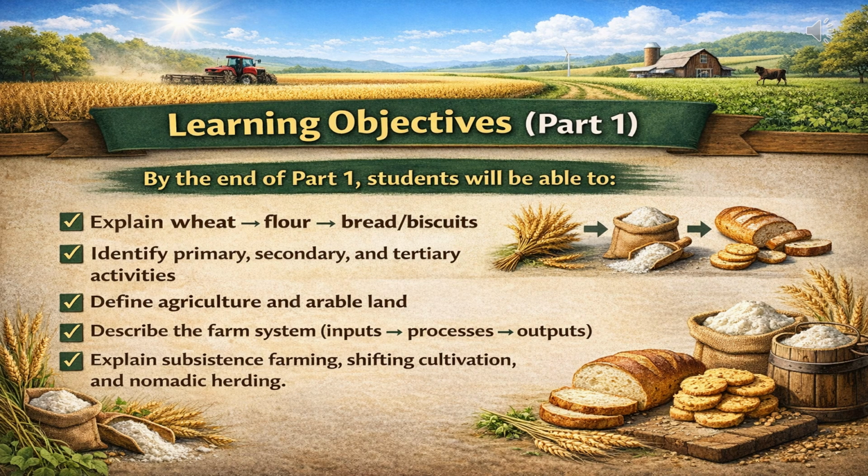Before we start, let's see what we will learn today. By the end of this part you will be able to explain how wheat becomes flour and then bread/biscuits. Identify the 3 economic activities. Define agriculture and arable land. Understand the farm system: inputs, processes, outputs. Explain subsistence farming and its types like shifting cultivation and nomadic herding. So by the end of the lesson you will feel like an agriculture expert.